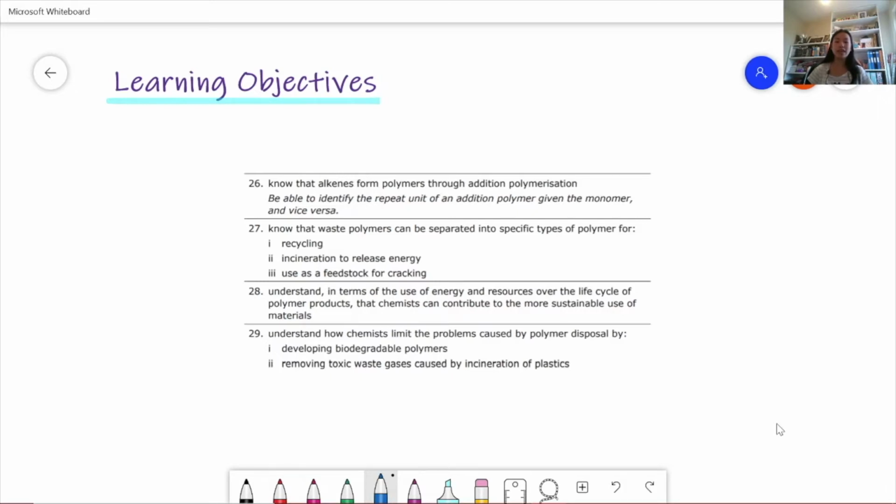And the last learning objective will be to understand how chemists limit the problems caused by polymer disposal by developing biodegradable polymers and removing toxic waste gases caused by incineration of plastic.